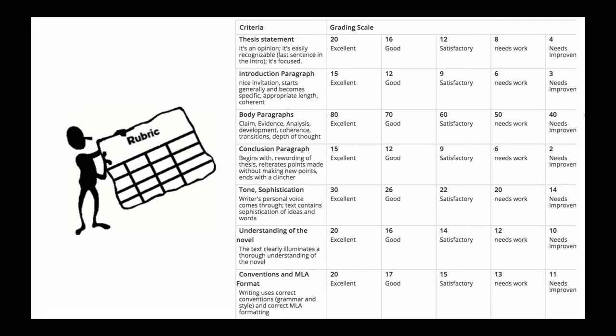Your introduction paragraph has to do what any good intro paragraph does. You got 15 points for that. All of your body paragraphs have to include claim, evidence, analysis, development, coherence, transitions, and depth of thought. 80 points for that. You have a conclusion paragraph that has to do all those specialty things that a conclusion paragraph has to do, and that's going to give you 15 points.